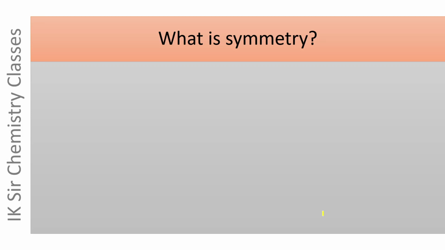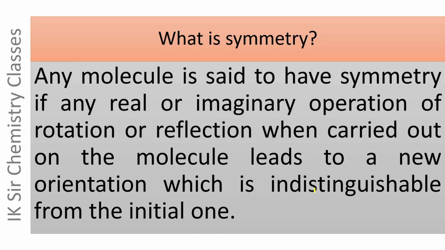What is symmetry? Any molecule is said to have symmetry if any real or imaginary operation of rotation or reflection, when carried out on the molecule, leads to a new orientation which is indistinguishable from the initial one.